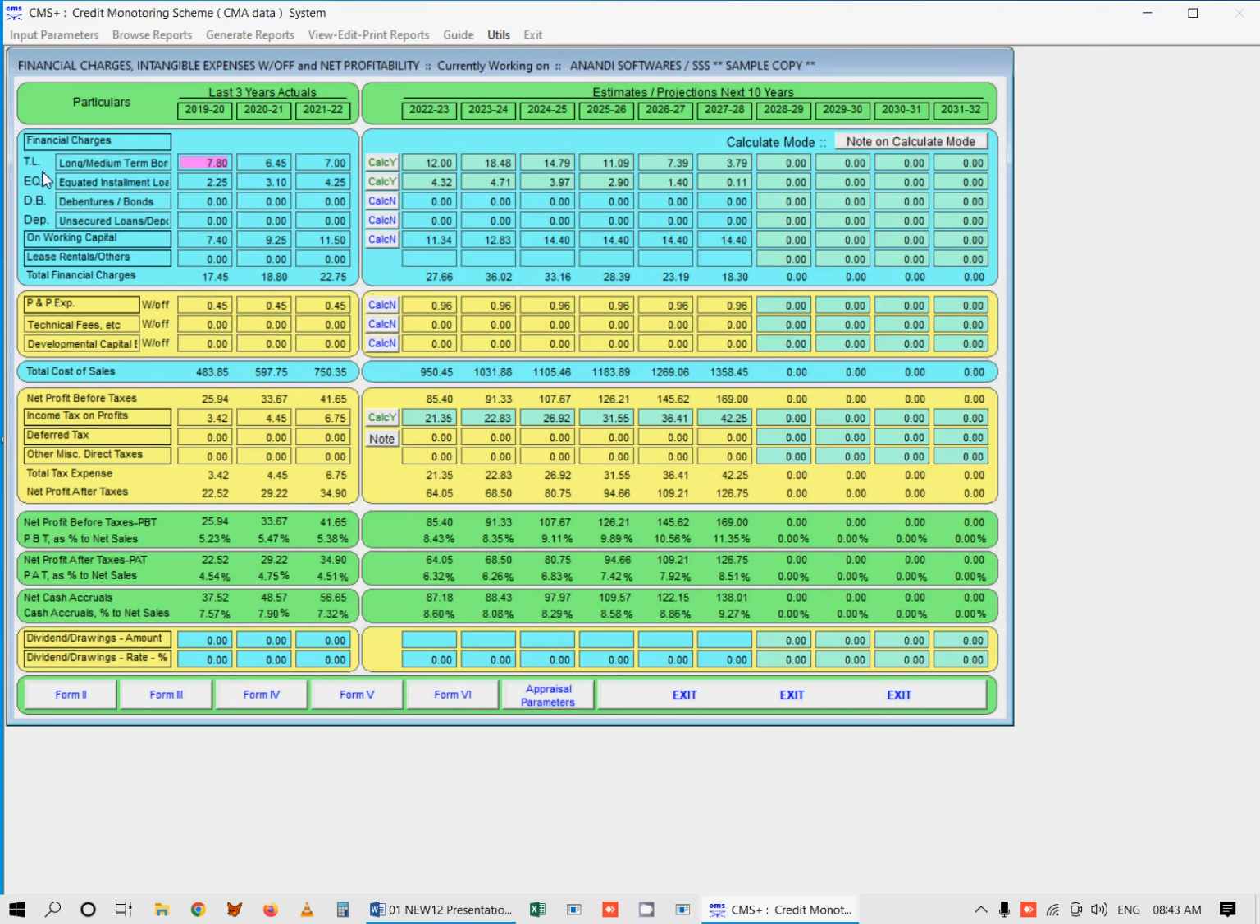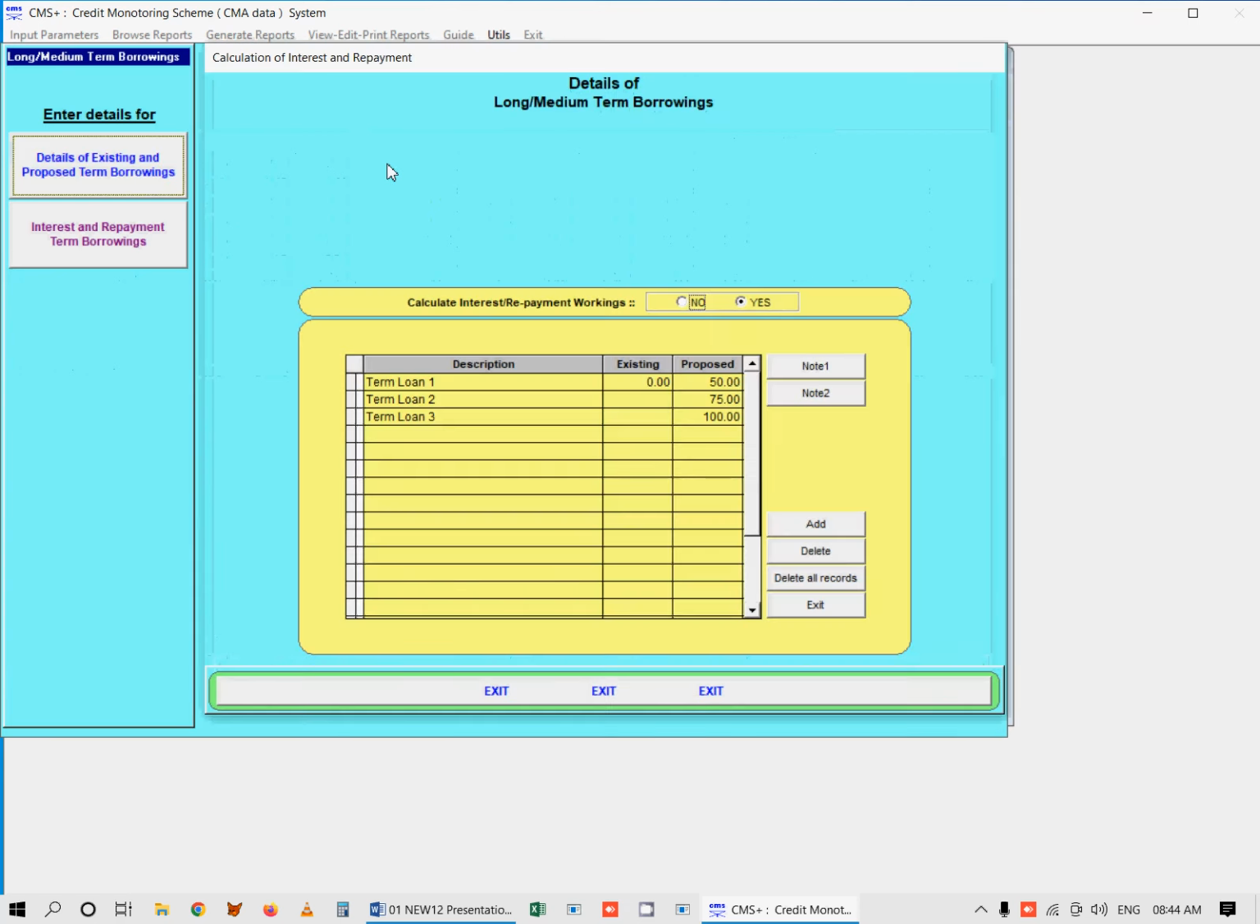Now, as for all time period cost, we shall have a simultaneous look at the framing of both the P&L account and balance sheet. Interest on term loans. As under calculate mode yes, you could define any number of term loans as under both existing and proposed category. Importantly, there are no volume restrictions. You could conveniently define different and distinct terms of finance for each of the term loans being defined here.